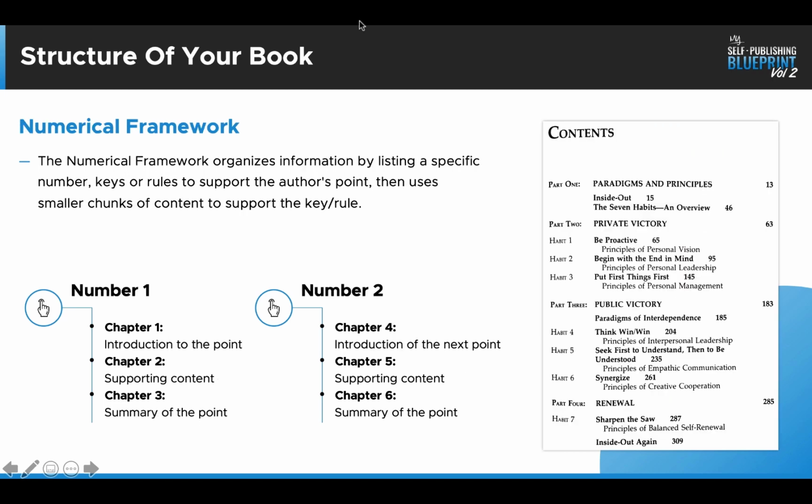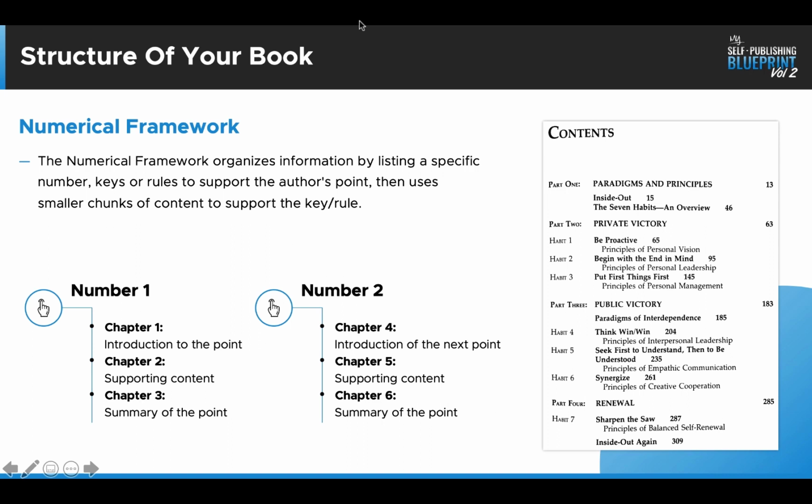Numerical framework organizes the information by listing a specific number of keys or rules to support the author's point. Then it uses smaller chunks of content to support the key or the rule, right? So if we take a look, it's like number 1, and then chapter 1, introductory to the point. Chapter 2 is the supporting content. Chapter 3, it summarizes that point. So that's all part of number 1. Or it might be part 1, as we're going to see in the example.